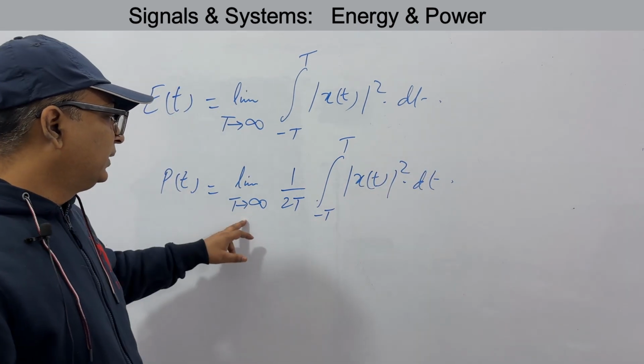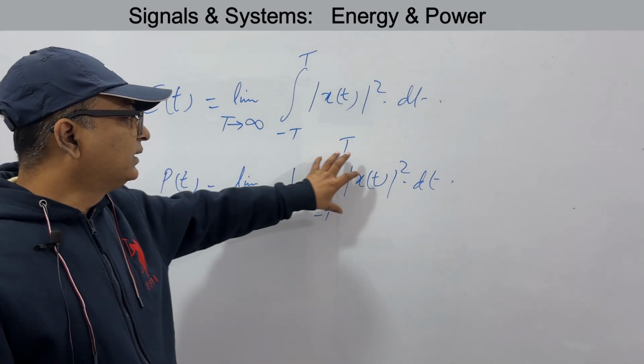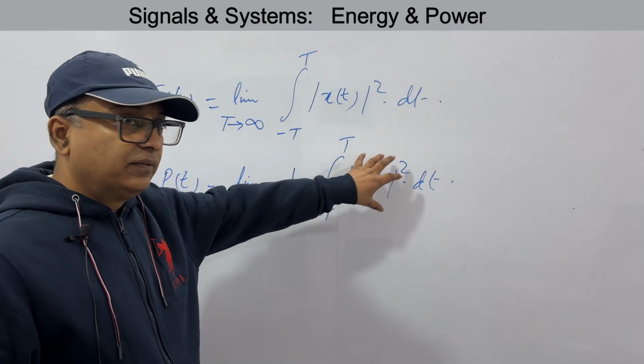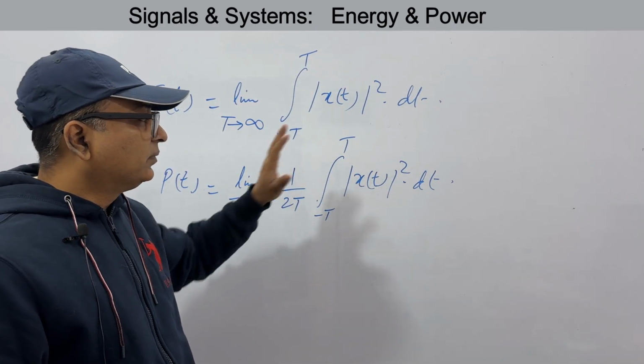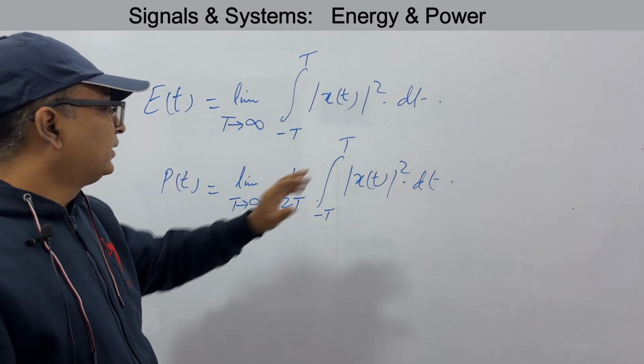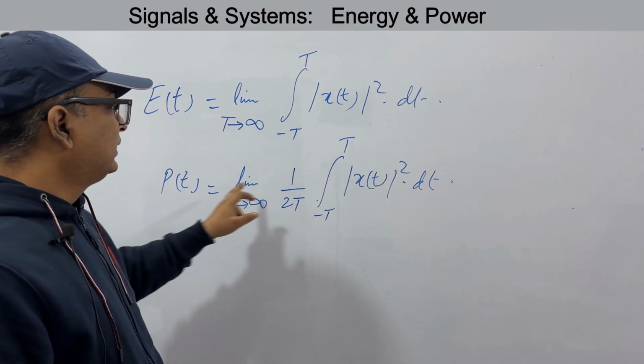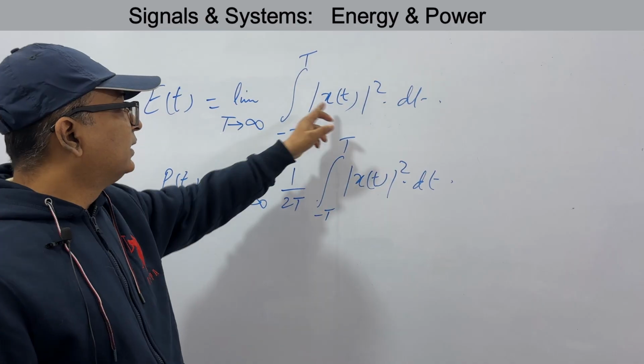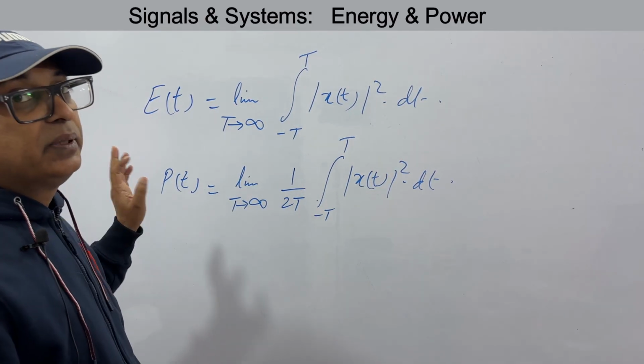Now from here only you can see, if this is not infinite, if this is something less than infinity, a finite quantity, then this will be 0. That is, if energy is finite, then average power will be 0.